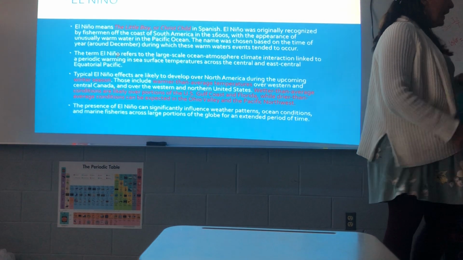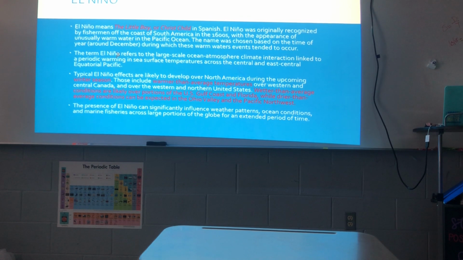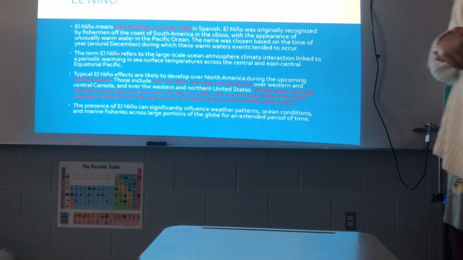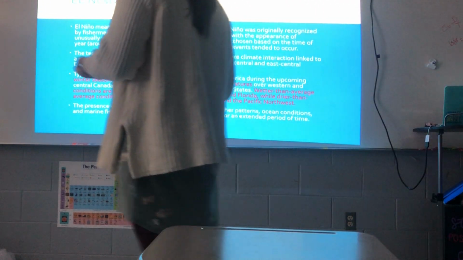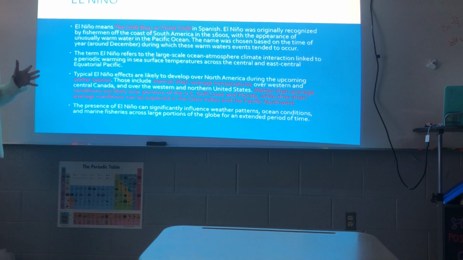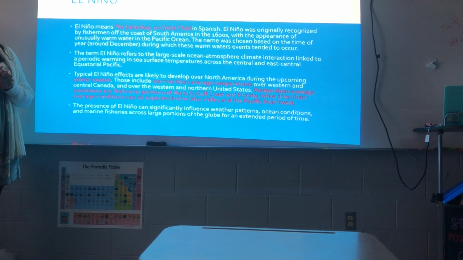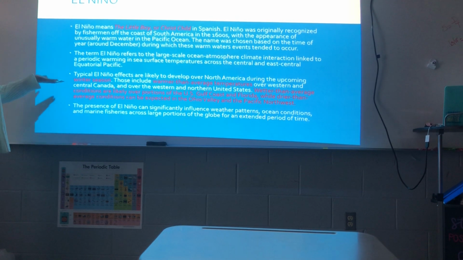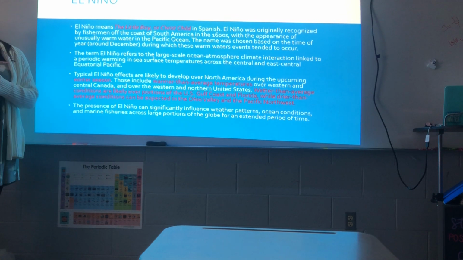All right. So I had a video for El Nino and La Nina. I won't make you watch it. Let me just tell you this. El Nino means little boy or Christ child. El Nino was first not discovered, but the research was finished and completed around December time, during which these warm water events tended to occur. So because it happens around December every year, they named it the little boy or the Christ child.